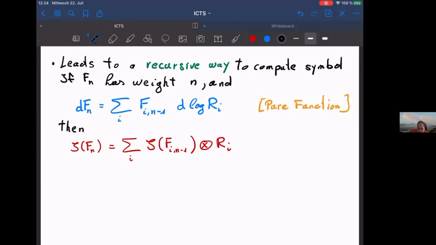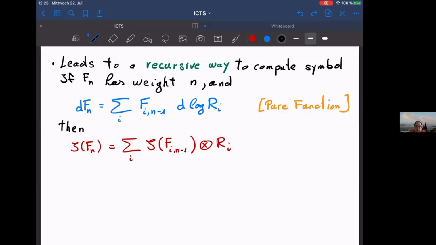Imagine you have a function for which the derivative takes this form shown in blue. The derivative of a function of weight n is the sum of terms. Each term has a function of weight n minus 1 and the derivative of a log. And I do not write derivative anymore, I write now the total differential. So the total differential of a log, like so, 1 over x dx, is d log x. So imagine that I have a function of weight n, whose total differential is the sum of terms of weight n minus 1 multiplied by d log.